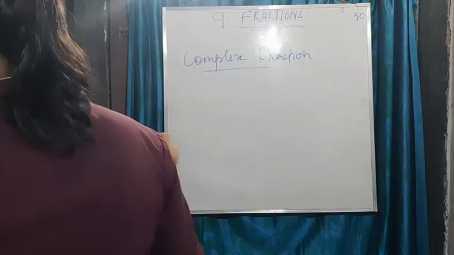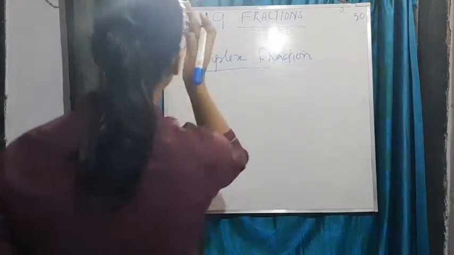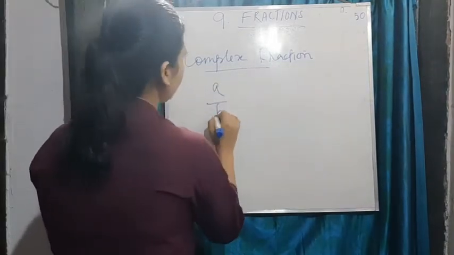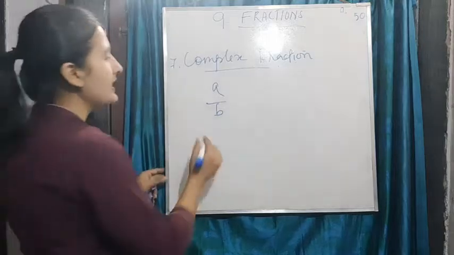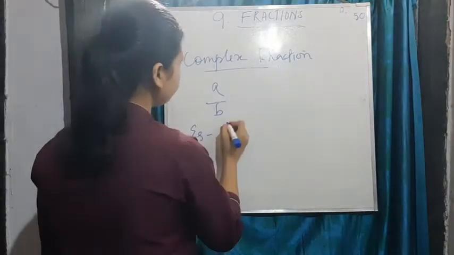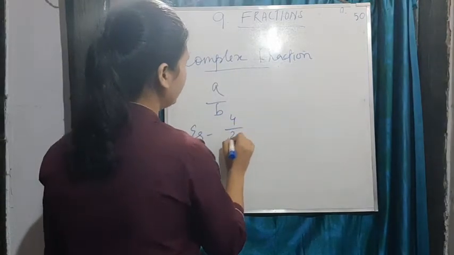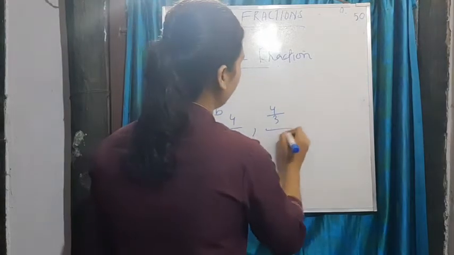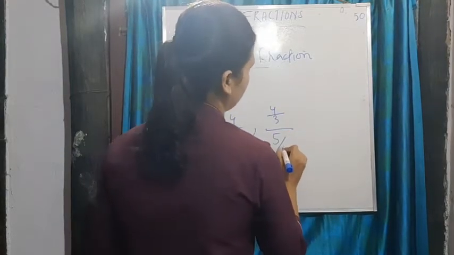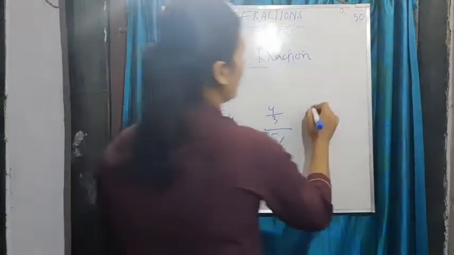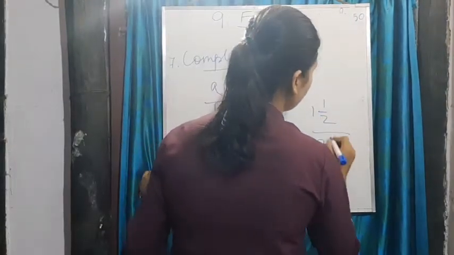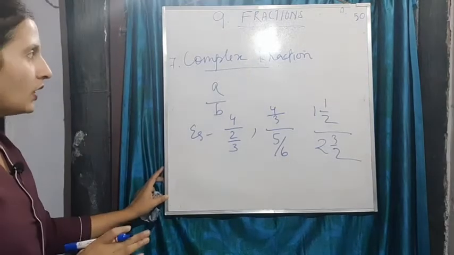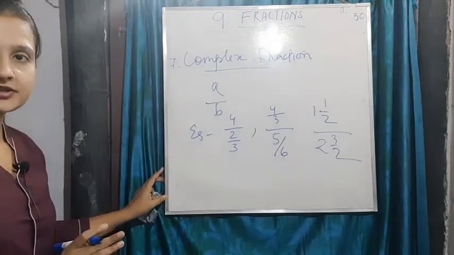So it is type 7, okay? The seventh type of fraction is the complex fraction, where a by b are not whole numbers. Say, for example, 4 by 2 by 3, or 4 by 3 by 5 by 6, or 1 by 2 by 2, 3 by 2. So this type of fraction is called a complex fraction.